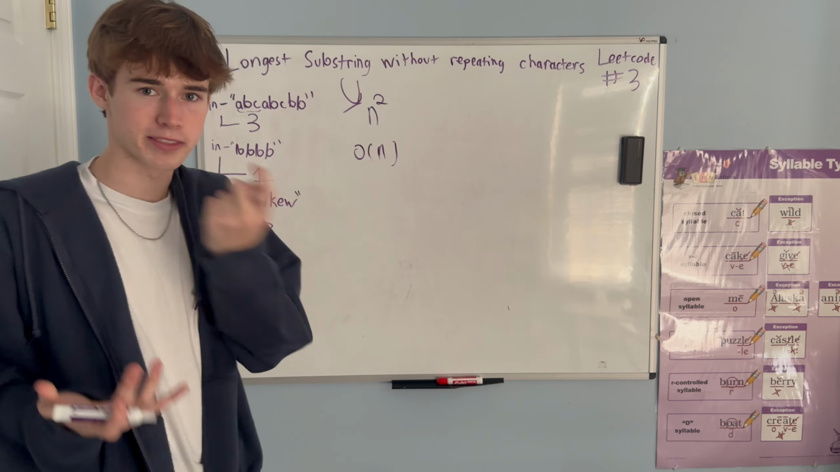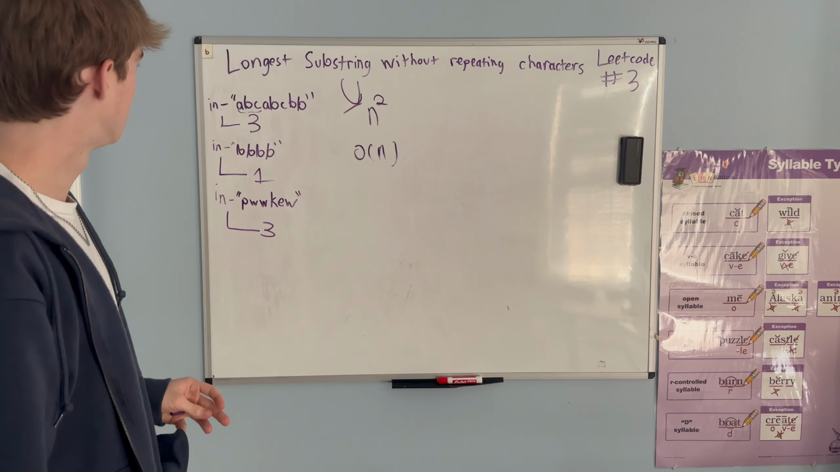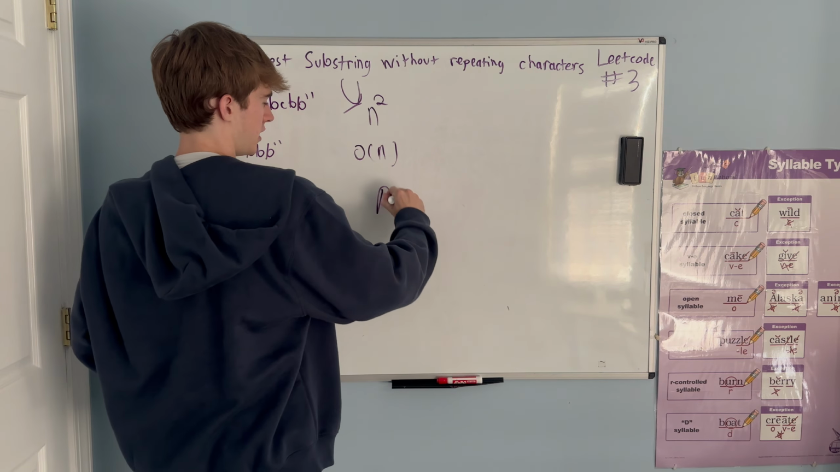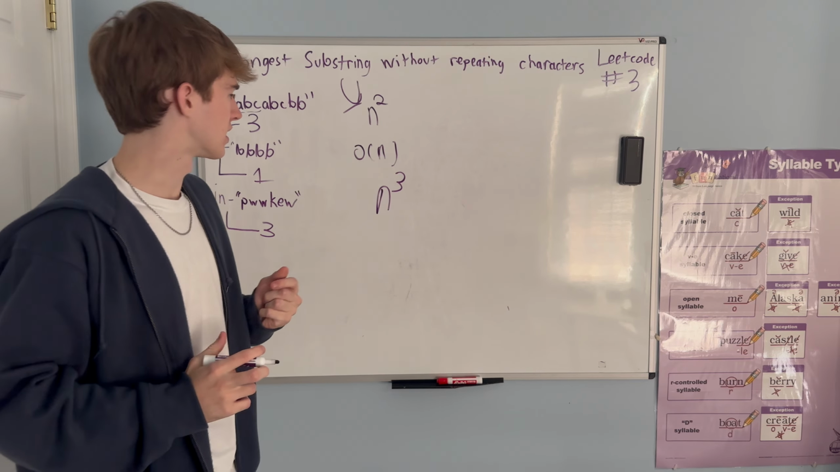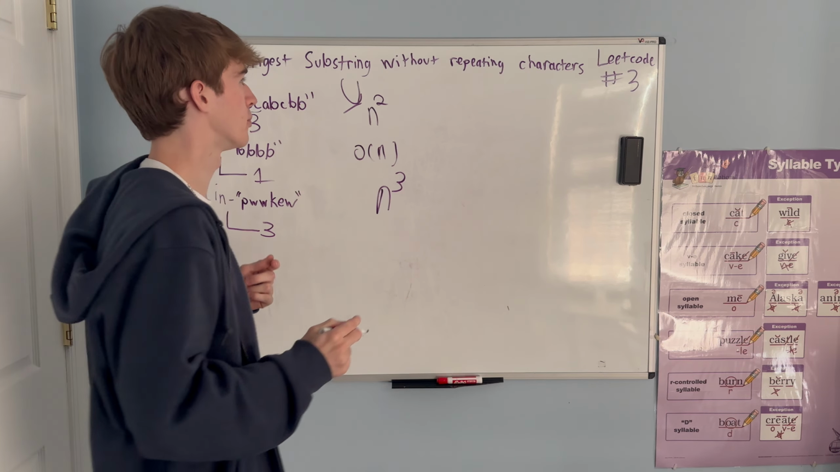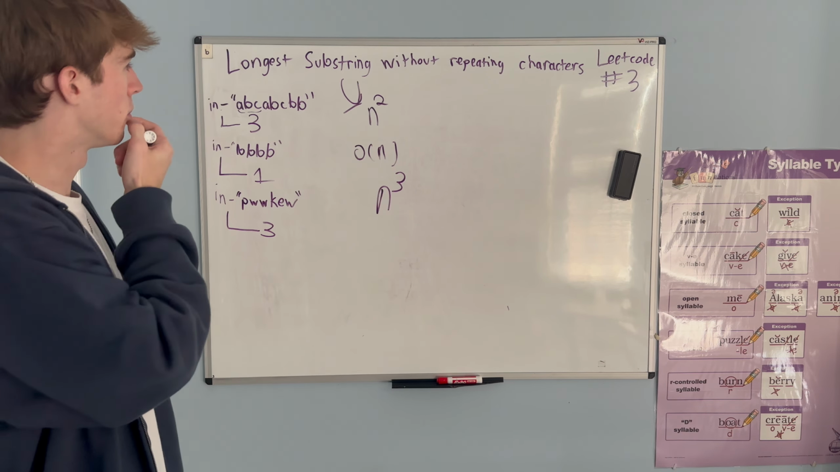Okay, yeah, this solution definitely works. It's a brute force, but it should work. So this simplifies to what? This simplifies to n cubed. Okay, well, it's not the best. There's probably some way to simplify it, right? So what is redundant about this? What am I wasting time on?